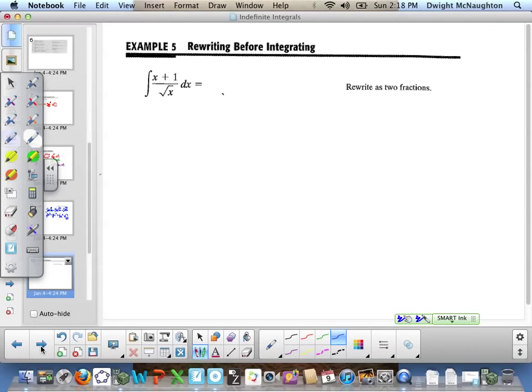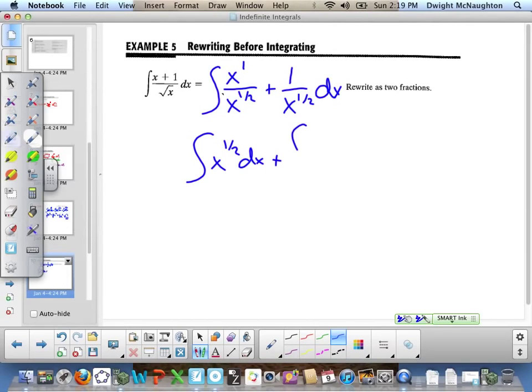Like when taking the derivative, if you have a fraction, a 2-on-1 fraction, it's easiest to split it into 2 fractions. So we can rewrite this as x over x to the 1/2 plus 1 over x to the 1/2. Again, rewriting the radical as a fractional exponent. Here, we got x to the 1st over x to the 1/2. We'll subtract those. We'll get x to the 1/2 with respect to x plus the antiderivative of x to the negative 1/2 with respect to x.